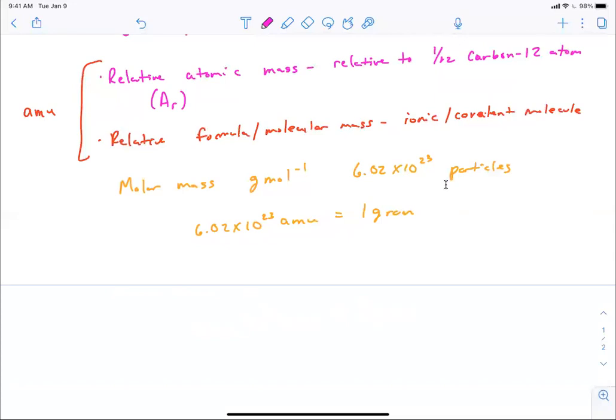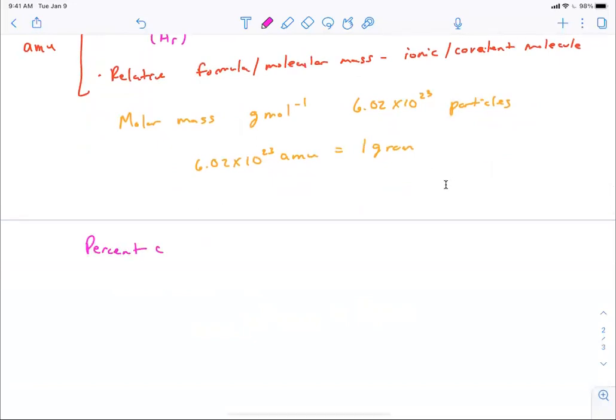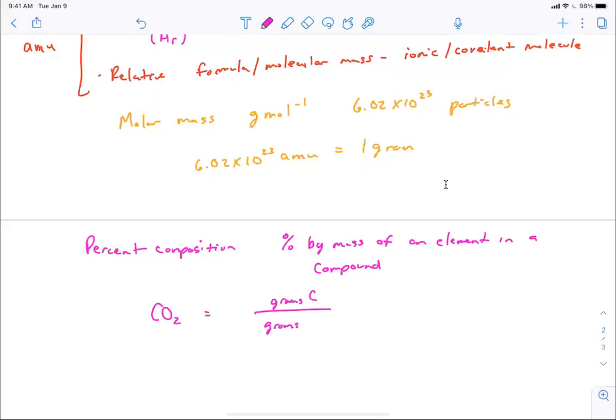Within this unit as well, we talk about a couple of different things. Percent composition, usually the percent by mass of an element in a compound. When you're calculating this, for example for CO2, you take the grams of C over the grams of CO2 times 100. And that is always consistent no matter how much sample of CO2 you have.